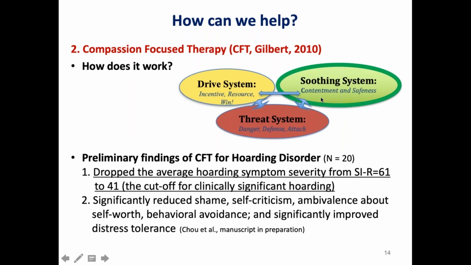Compassion-focused therapy has a lot of techniques that focus on training this other system, the green circle here, the soothing system. This is the state in which we feel content and we feel safeness. It's very different from safety. Safety means that there's danger out there and I need to defend myself. But this is safeness.